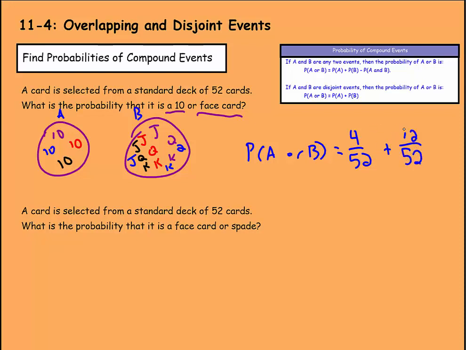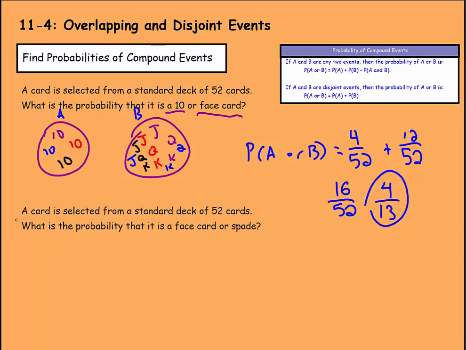So if I add these together, that gives me a probability of 16 out of 52. I know I could divide both of these by 4. If I do 16 divided by 4, that's 4, and 52 divided by 4, that's 13. So 4/13 would be my probability of picking either a 10 or a face card.